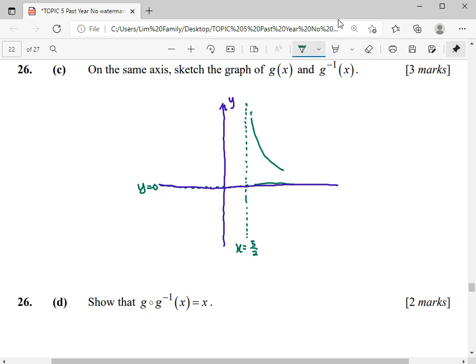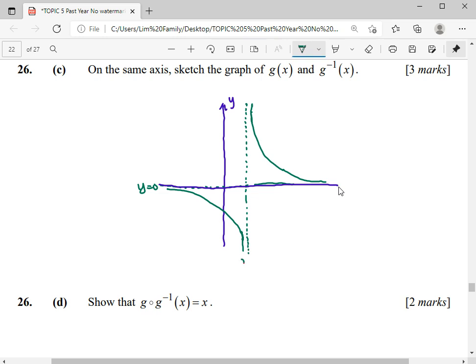So here is my asymptote, I have to go near to it. And then here also is my asymptote, I have to go near to it. And here also my asymptote, so I have to go near to it. This is my first quadrant curve. Same for the third quadrant: near to the asymptote, and then we curve down to the asymptote here.